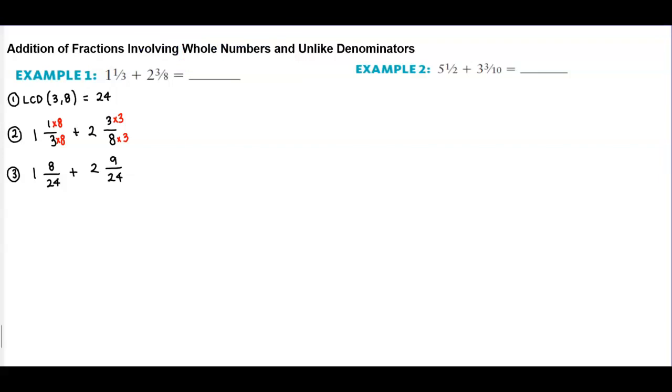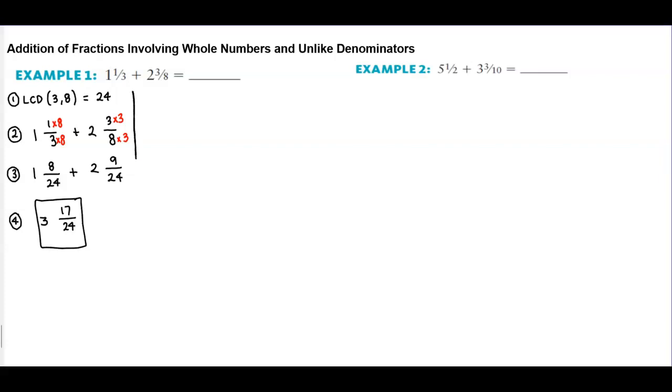So now what we're going to do is add the two whole numbers. So 1 plus 2 is going to give us 3. We have a common denominator of 24. And then 8 plus 9 is going to be 17. Now, can we reduce this in any other way? The answer is no, so therefore there is our result.